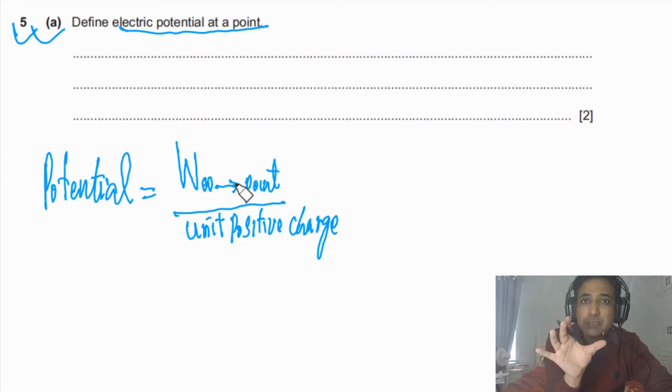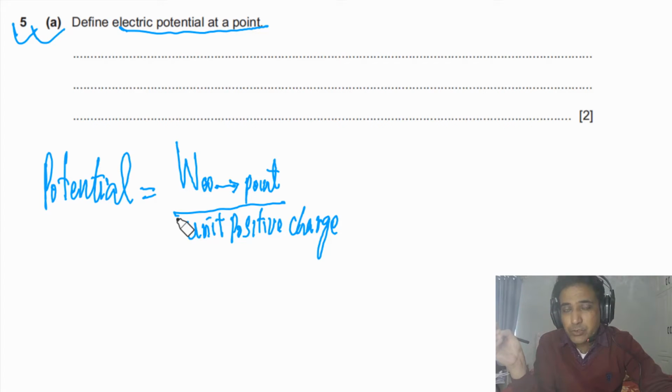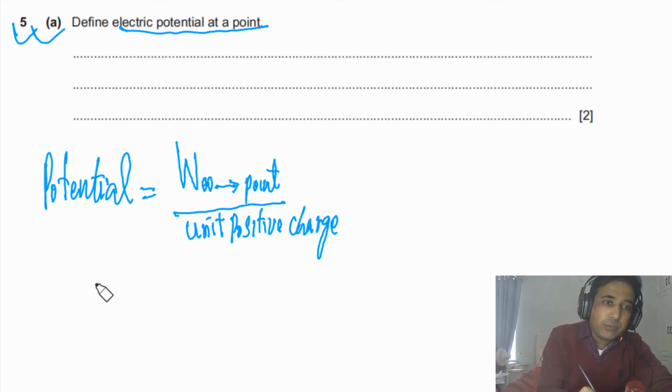So in physics, potential difference is defined, but potential is not defined. That's the reason we need to take a reference point. It simply means that this is the amount of work done to bring a charge from infinity to a point. So we can also imagine this one.